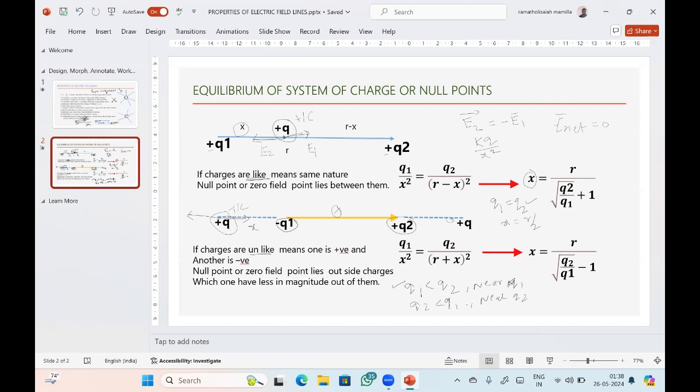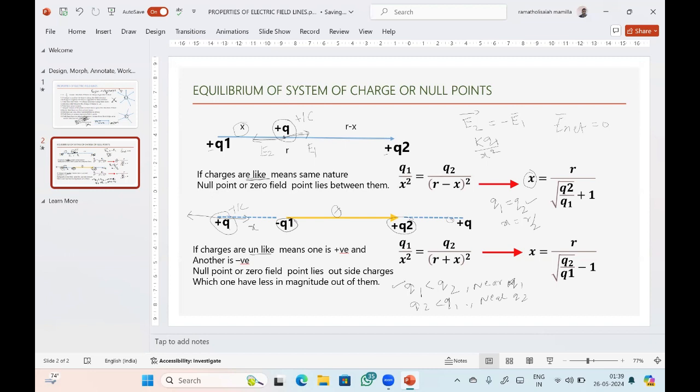So here Q1 and this is Q2, with only one test charge. To find the field on Q, I take the test charge as 1 coulomb. So I will apply here: K Q1 by x square is equal to K Q2 by (r minus x) whole square. This is the field equation. From this, x equals r by (root over Q2 by Q1, plus 1).